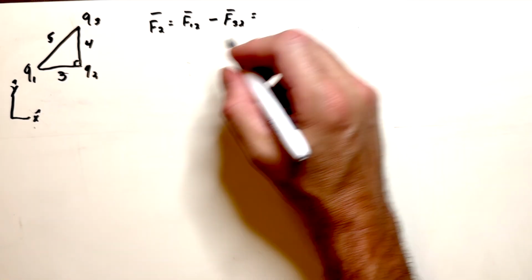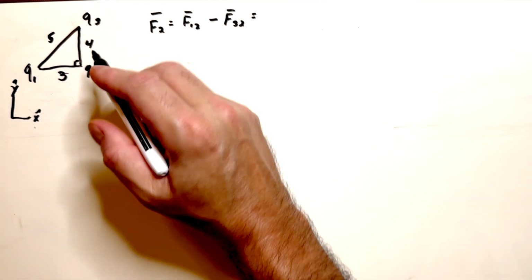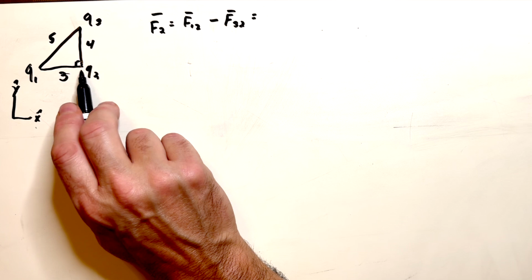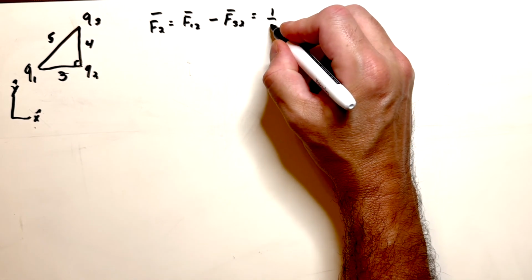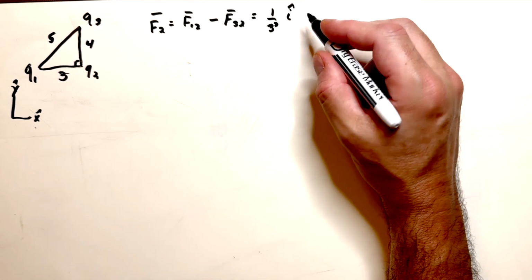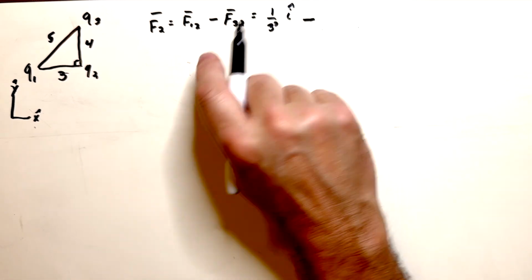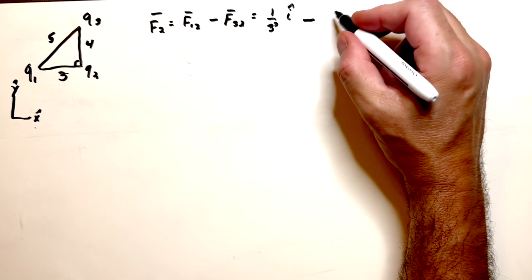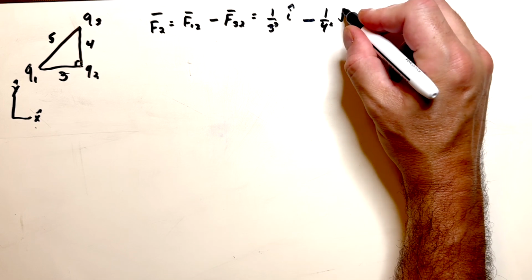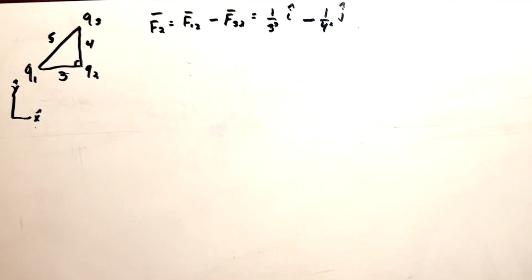So since K and Q are all just equal to 1, this is really just 1 over, so F12, right, is 1 over this distance squared, so that's 1 over 3 squared in the I direction, or the x direction, the I hat direction. And the force of 3 on 2, right, again, will be minus 1 over 4 squared in the J direction. And so this is 1/9 I minus 1/16 J. And that will be our answer. Yeah, so that one is not too bad.